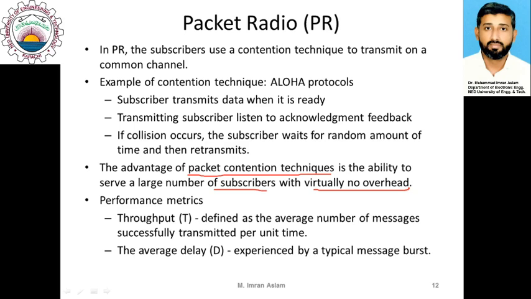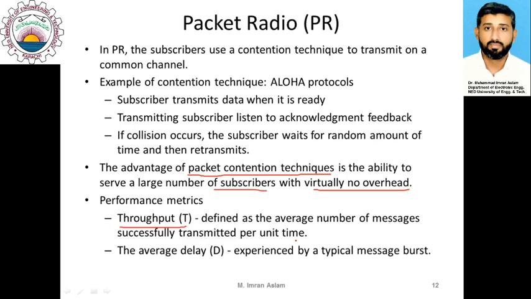For this type of packet radio technique, we generally use two performance metrics. One is named throughput, which is defined as the average number of messages successfully transmitted per unit time. So how many messages we transmit per unit time, which are successful transmissions, is named throughput. Generally it is measured in erlangs.